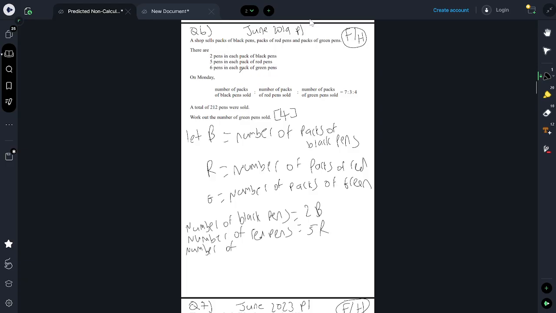And then the number of green pens is going to be 6G, okay? Because we know there are 6 pens in each pack of green. There are an unknown amount of packs of green, okay? So that's 6G. So that means all of this has to equal 210.